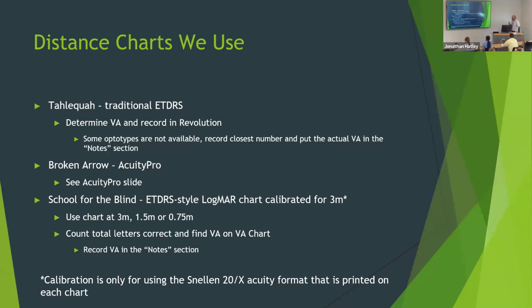School for the Blind, also ETDRS, but the chart is a 3-meter chart, which these days, considering our shorter exam lanes, we may need to consider getting some updated charts, just like School for the Blind. Remember, calibrated for 3 meters. All that means is that if the chart is set at 3 meters, you can use the Snellen equivalent on the side. But don't worry about that at all. Just use the M acuities.